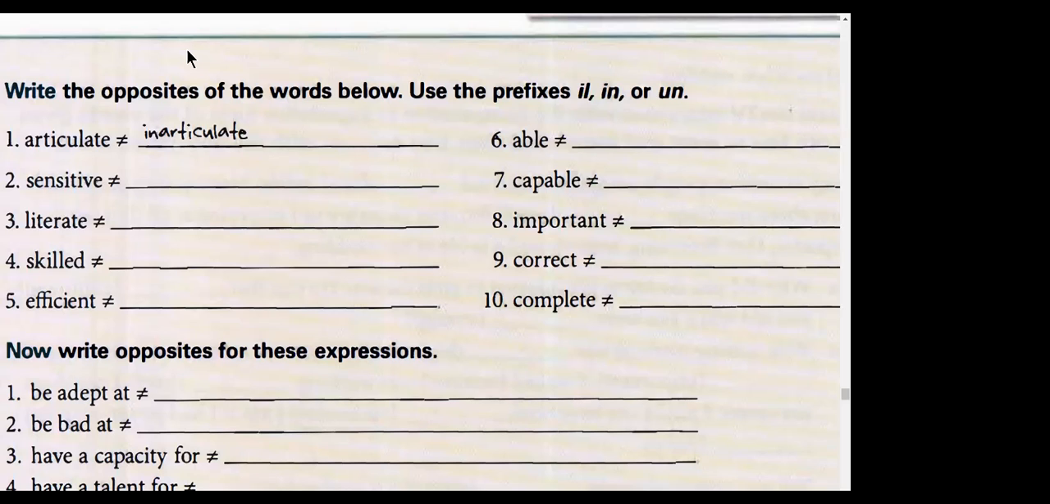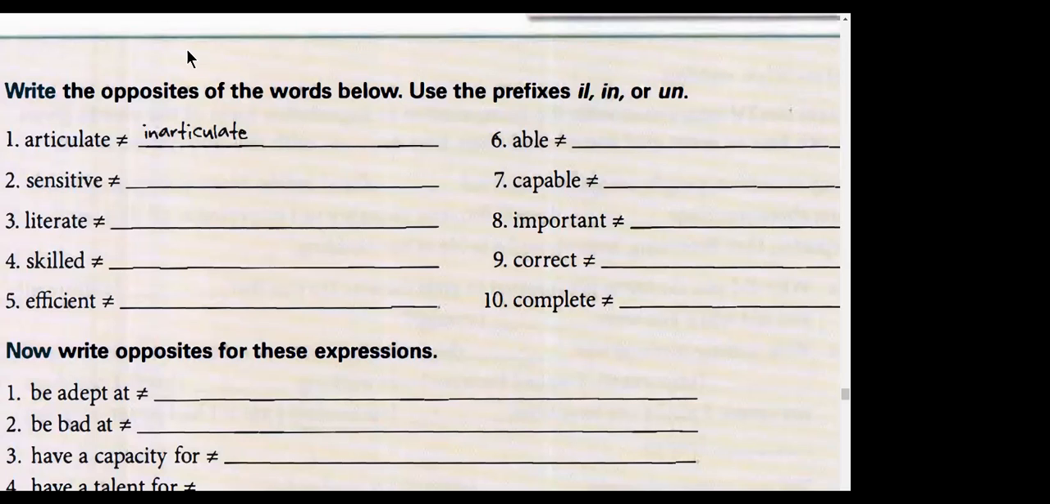Unimportant. Exactly. And the next one is incorrect. And in the last one, incomplete. Exactly. Yes, incorrect and incomplete. Okay. The only one that goes with ill is illiterate, right? Yes. Okay. Thanks so much. Very good.